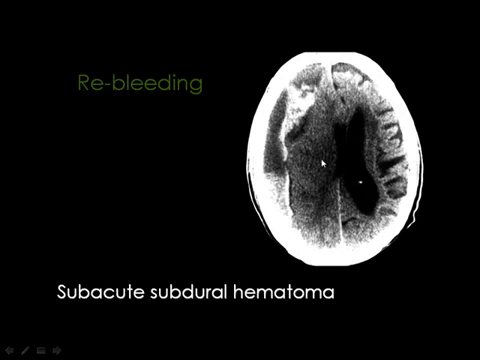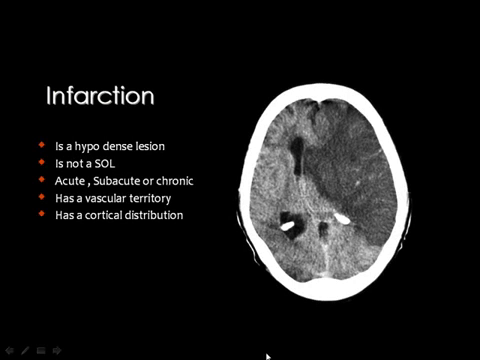Then if you see another hematoma like this, with part black and part bright, you know this is a mixture of acute and chronic blood, and you call this a subacute hematoma, not acute, no.